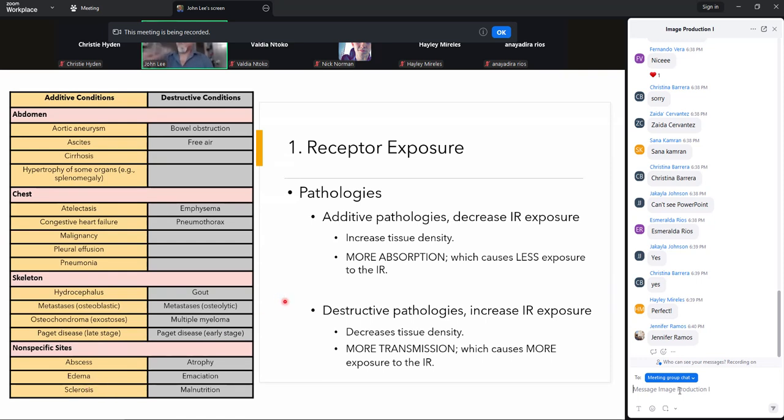So additive pathologies are going to absorb more x-rays. In a lot of instances, we're either going to need to apply more mass or we're going to need to increase our KV. Destructive pathologies are going to allow for more transmission. So we may have to pull back our technique. We may have to either lower the KV or lower the mass.